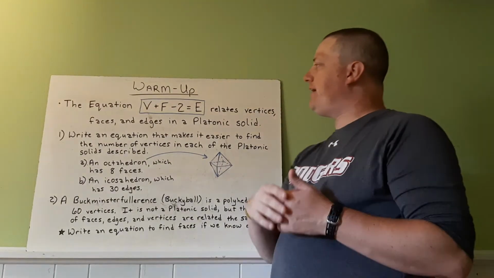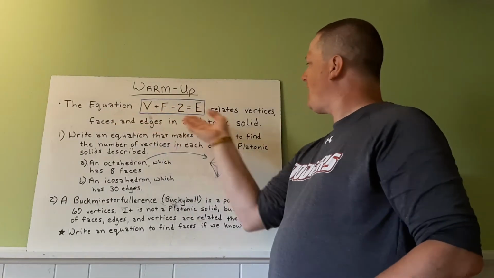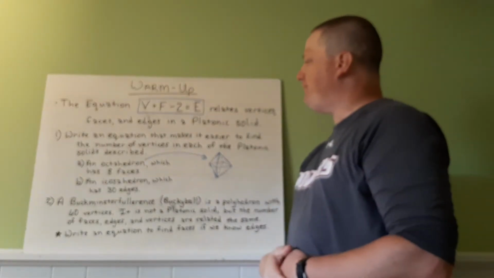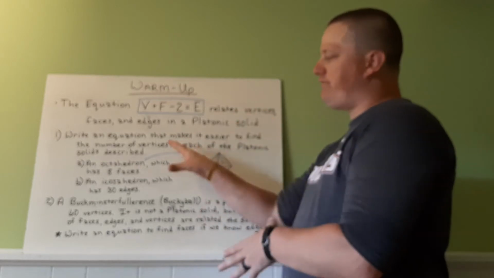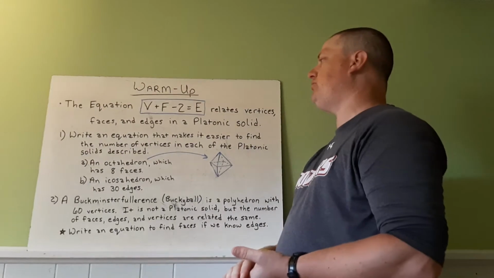All right, so we've got this equation, v plus f minus 2 equals e, which relates vertices, faces, and edges in a platonic solid. Okay, we're going to use that equation for these next 2 problems, really 3 because the first one is split into 2 parts.